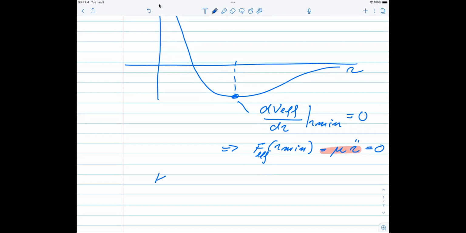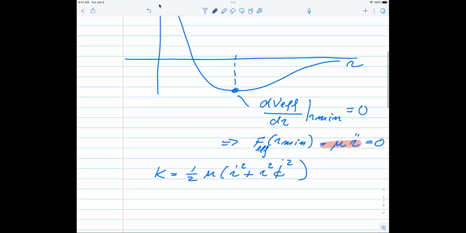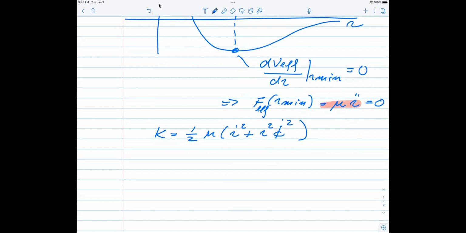Then we have the kinetic energy, in this case, which is given by 1/2 times mu, and then I have R dot squared plus R squared multiplied with the angular velocity squared. And we had that the angular velocity, dφ/dt, which is something we write as phi dot, was given by L divided by mu times R squared. So that's the expression for the angular velocity.